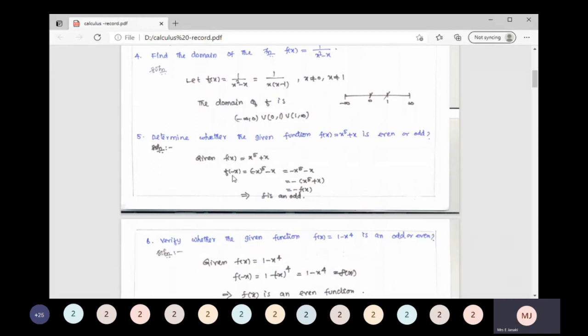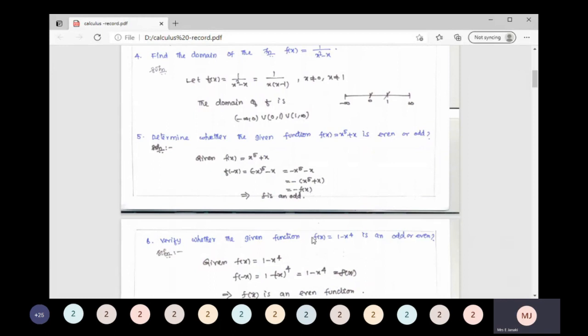Now you can replace x by minus x here. So we are getting minus x whole power 5 plus minus x. So now you are getting minus x power 5 and minus x. You can take minus common here: x power 5 plus x. Now this is the given function f of x. So finally we get f of minus x is equal to minus f of x. You are getting one minus symbol here. Therefore the function is an odd function.